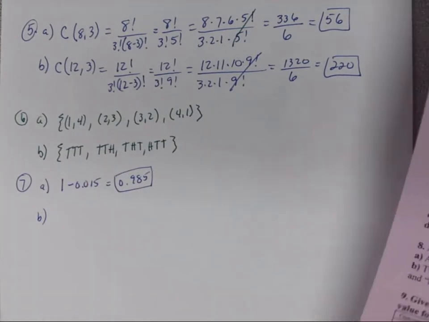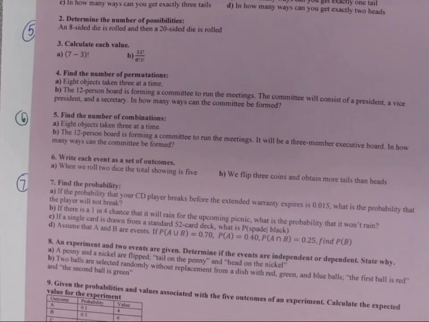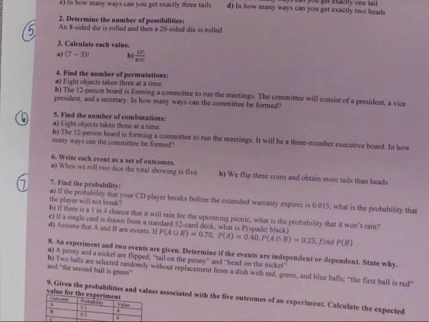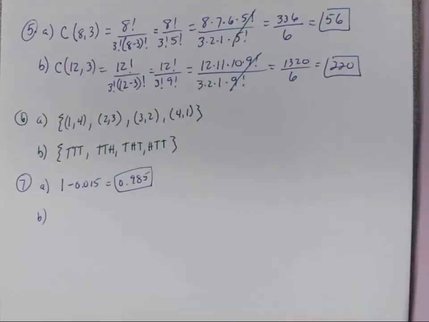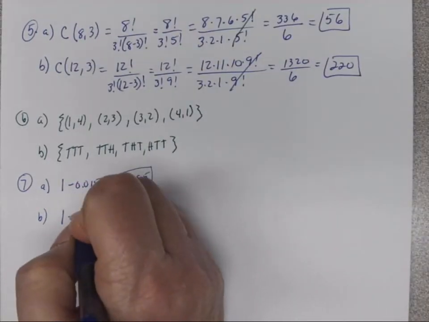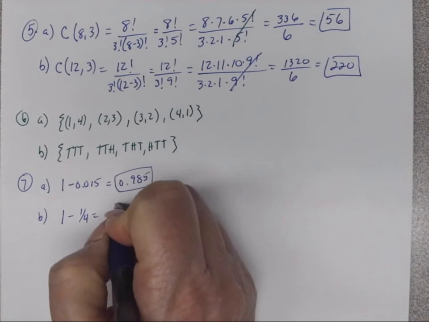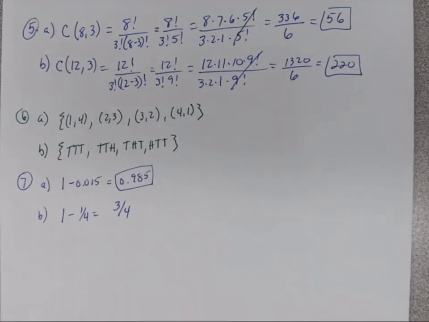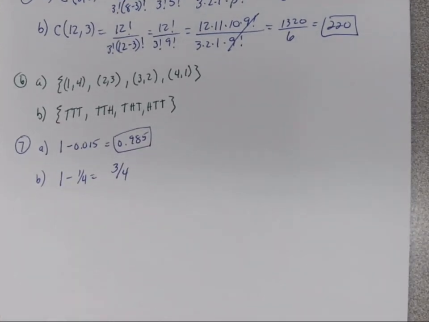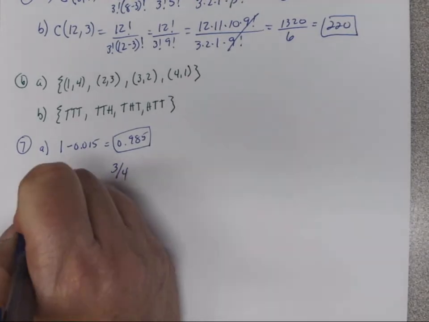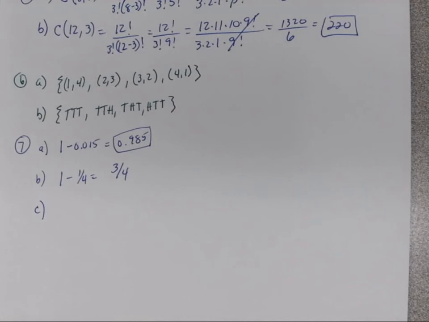On part B, if there's a 1 in 4 chance that it will rain for the upcoming picnic, what's the probability that it won't rain? So 1 in 4, that's going to be 1 over 4. So 1 minus 1 over 4 will get us 3/4. And if you need to, you can put it in your calculator. You could make common denominators, however you need to see to subtract those.